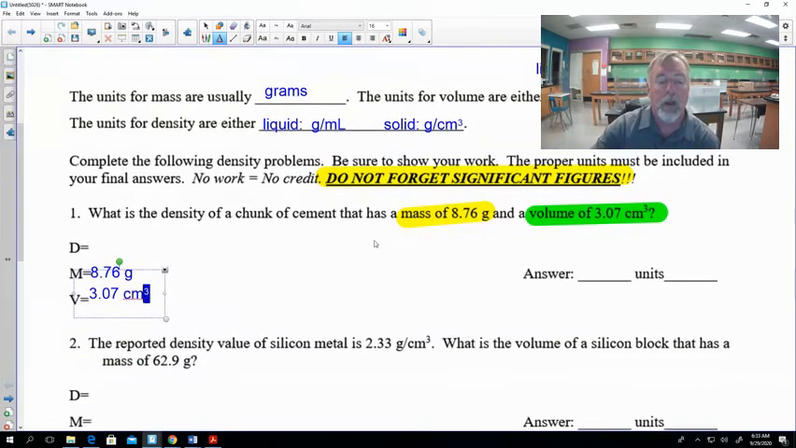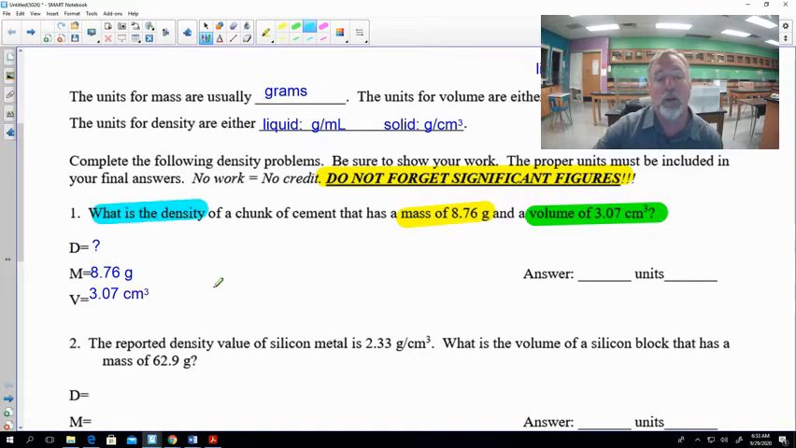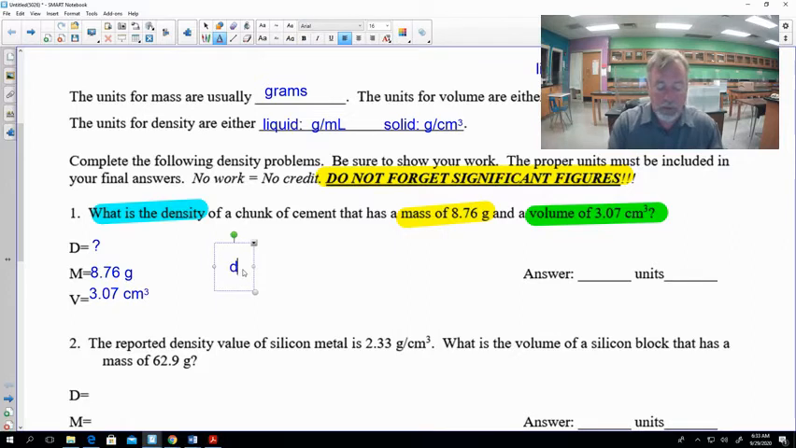Okay. So now what are we looking for? D, we don't know what D is. That's what the problem told us to look for. Right? We can see that right in the problem, because it says what is the density? So we know that's what we're looking for. So let's do our math. We know that our equation is D equals M divided by V. Take that 8.76 grams, and we're going to divide that by 3.07 cubic centimeters.